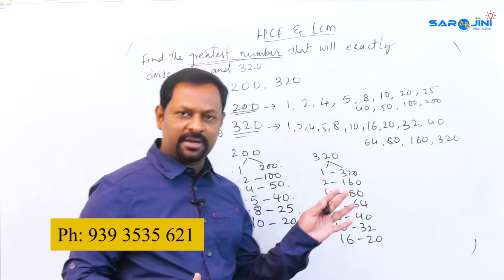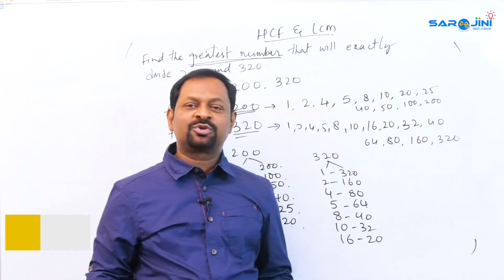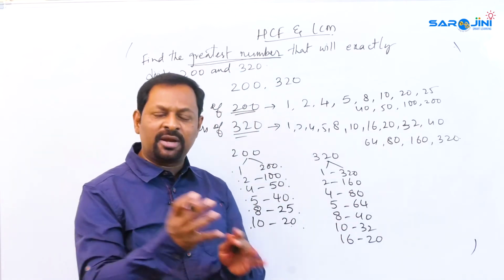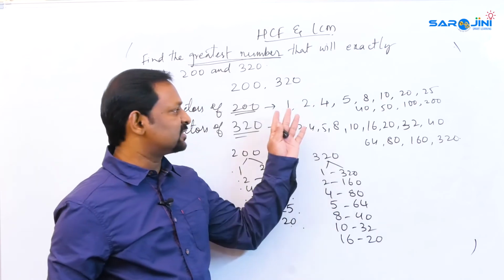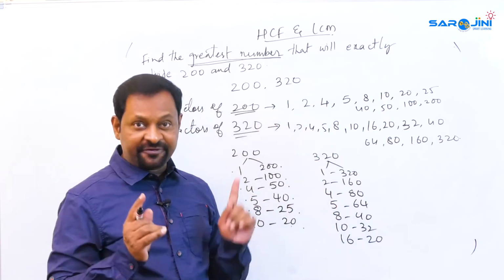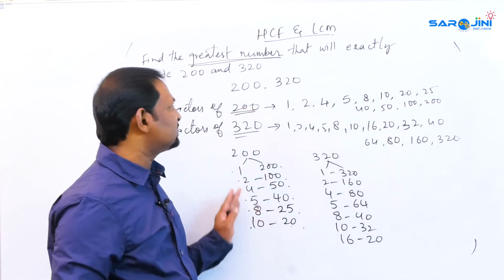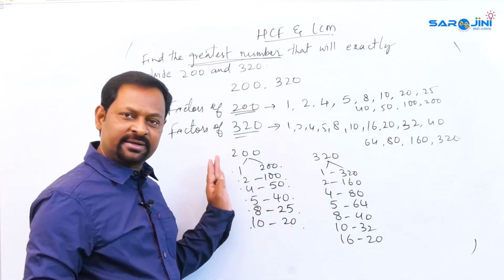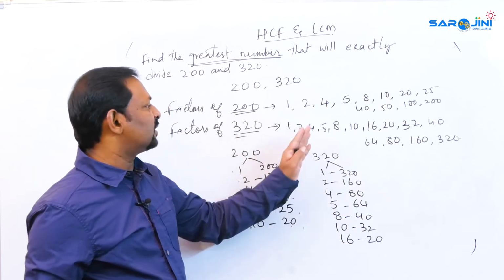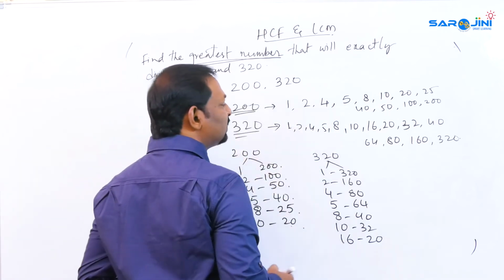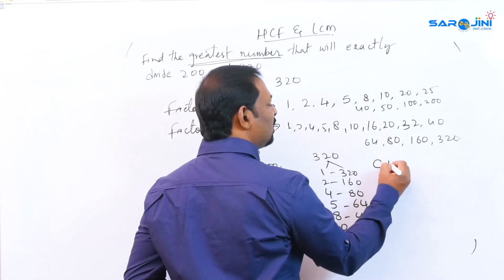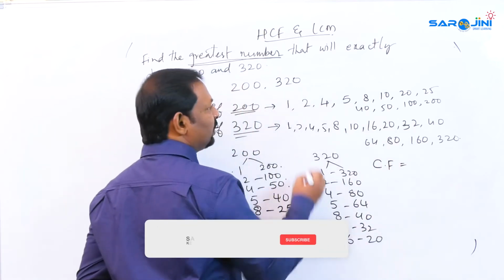I gave a bigger number because in the last episodes we have already discussed smaller numbers. So this is the first method only. There are two methods to do this sum. The first method is taking the factors directly. You got the factors right now. Now what are the common factors among these?